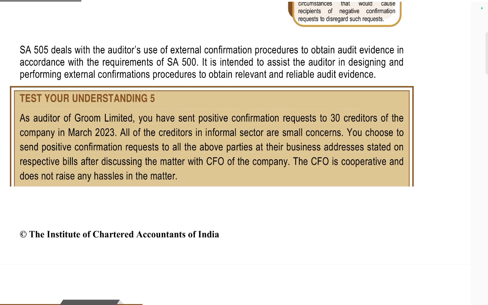As you know, the auditor of Groom Limited has sent positive confirmation requests to 30 creditors. You chose to send positive confirmation letters to all the above parties at their business addresses, stating the respective balances, and discussed this with the CFO of the company. The CFO cooperated and does not raise any issue on the matter.